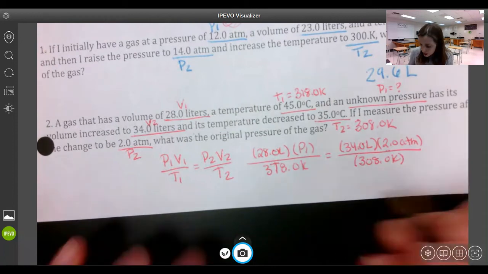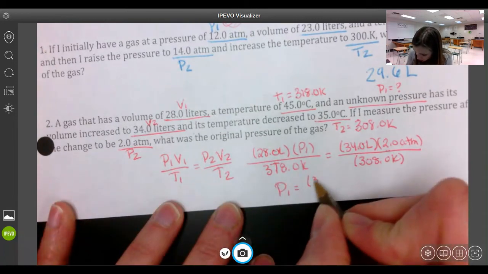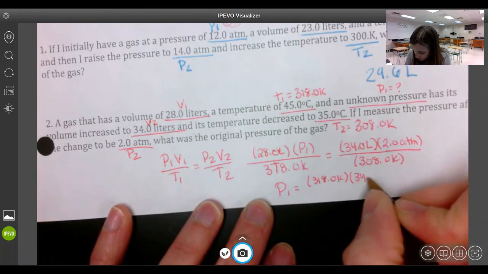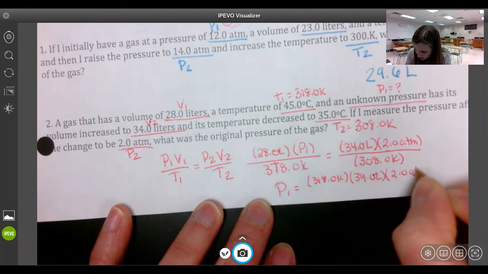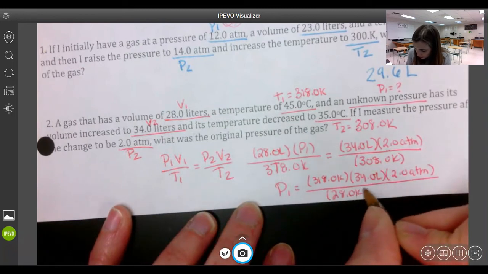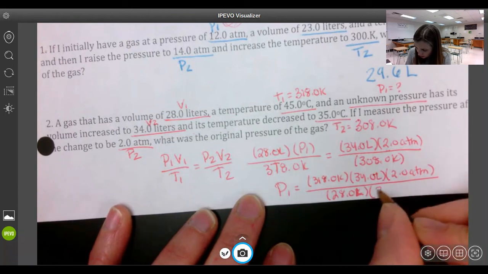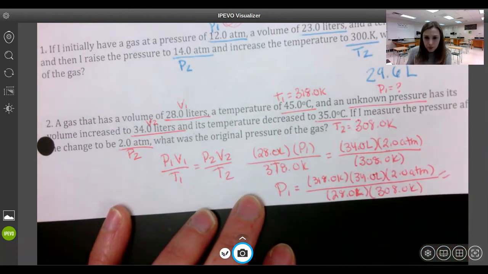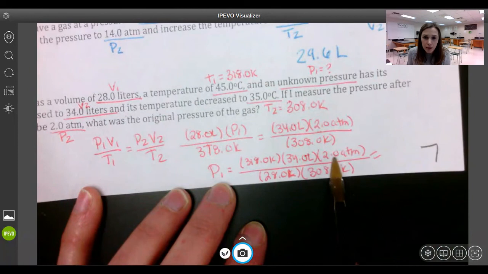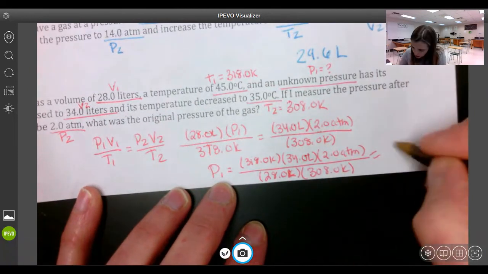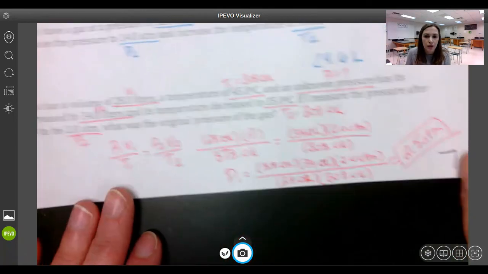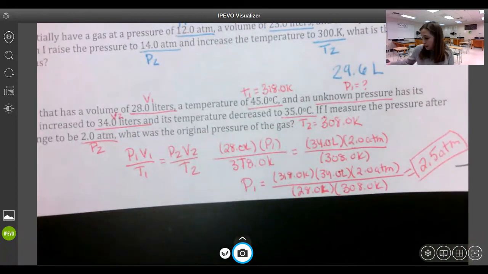So when I go to solve this, P1 is going to end up being 318.0 Kelvin. So I'm just kind of cross multiplying across there, times 34 liters times 2 ATM divided by these guys, which would be divided by the 28 liters, and divided by the 308. Okay, so I multiply that and correctly divide by those 2, and I'm going to round my answer to the 2 sig figs in this case. I will get an answer of 2.5 ATM. Okay, so that's an example of the combined gas law.